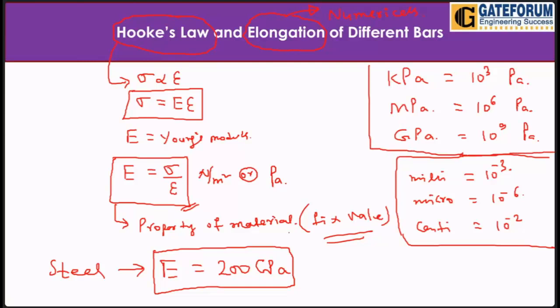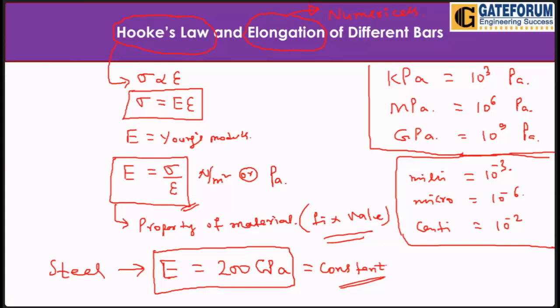So for steel, the value of Young's modulus is a constant value. It is not changing for steel. But if the material changes, suppose we go for aluminium, brass, bronze or copper, the value of E will change, not 200. But once the material is finalized, suppose steel with Young's modulus 200, it will always be 200. It will not change. Young's modulus is a property of material, a fixed value for a given material.